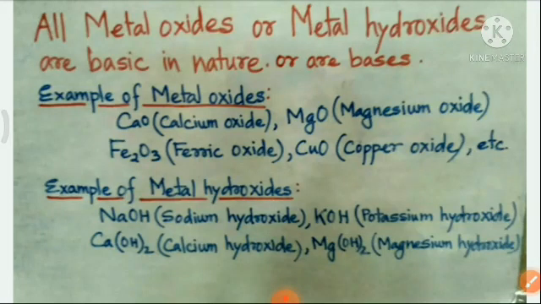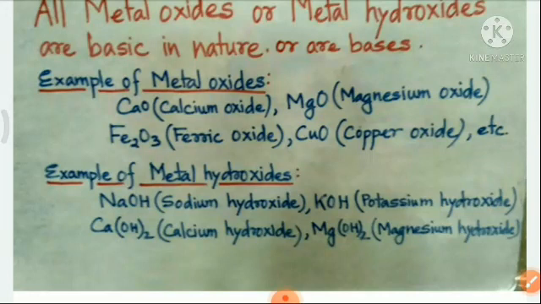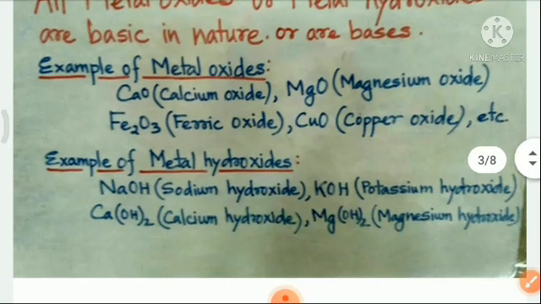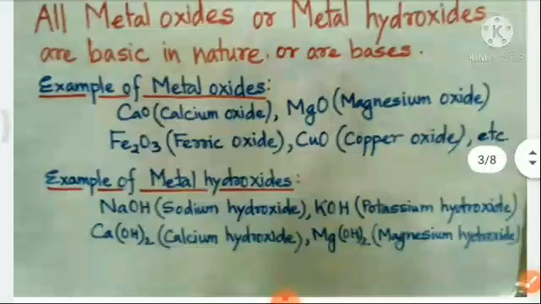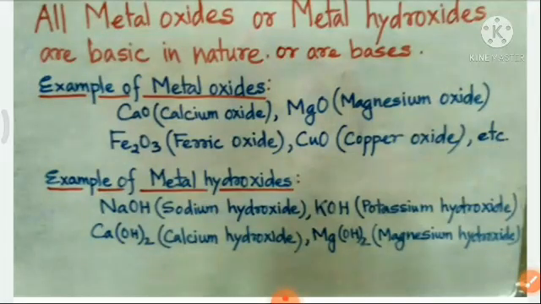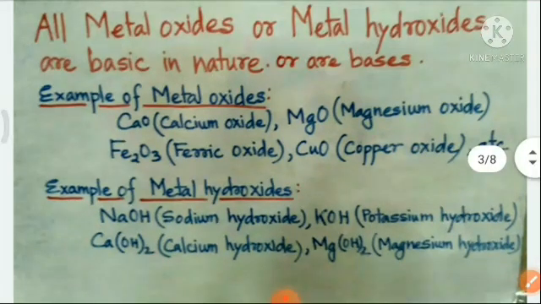I have given you some common examples. First, calcium oxide. The chemical symbol of calcium is Ca and of oxygen is O, so CaO is the formula of calcium oxide. MgO is the formula of magnesium oxide. Fe2O3 is the formula of ferric oxide. CuO is the formula of copper oxide, etc. Like this there are many metal oxides. I have given you examples of four metal oxides.